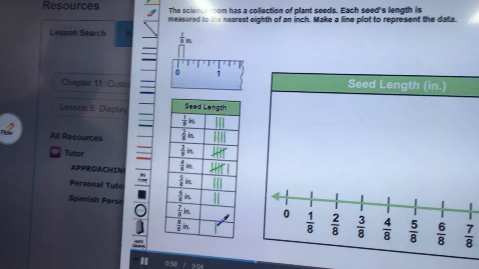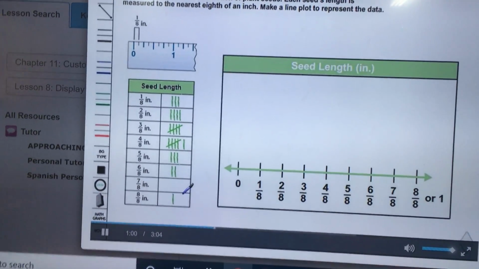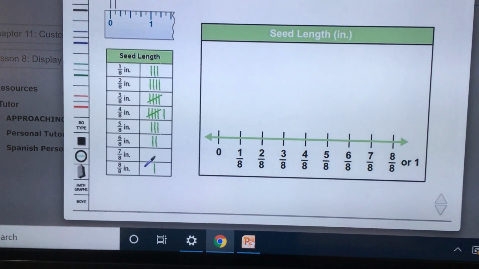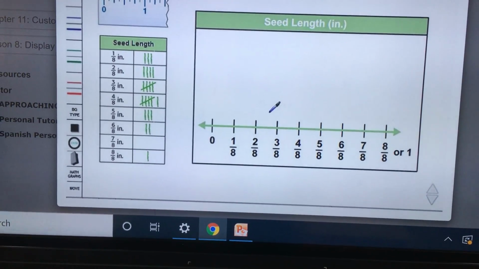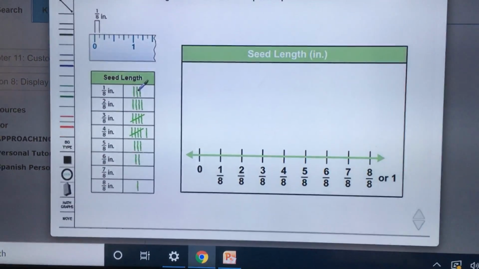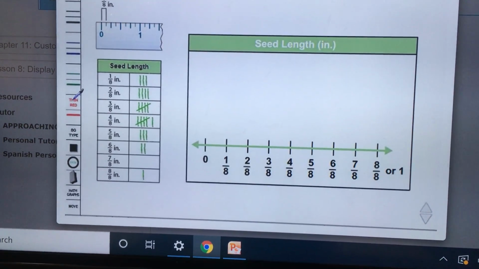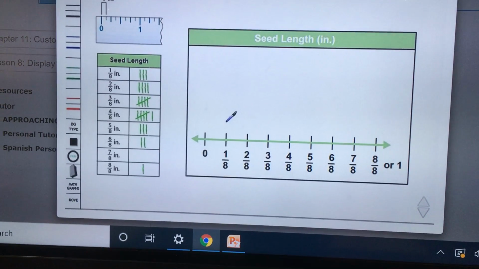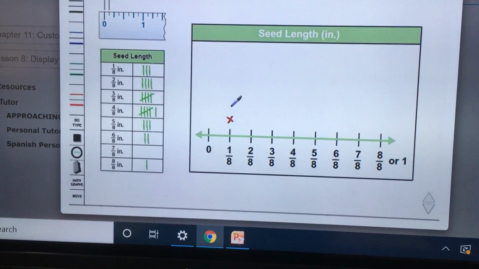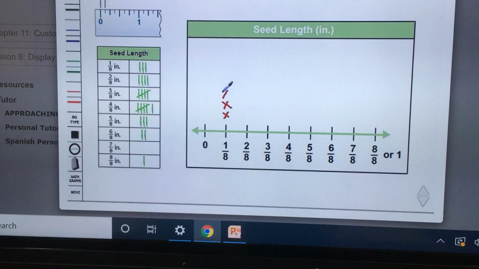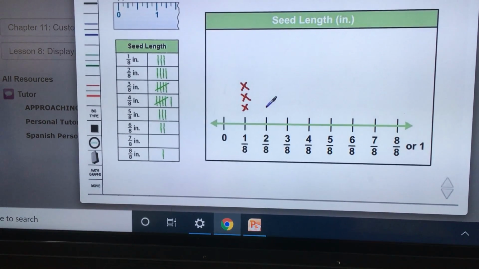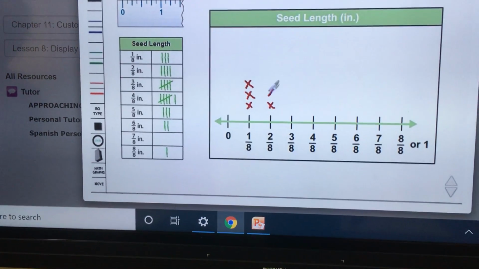Okay, continue. Now, what we're going to do is transfer this data that's represented here into a line plot. So let's start with the 1/8 of an inch. We're going to use x's to represent each seed that is that length. So we'll have 3. Then we'll go to the 2/8 of an inch, and there are 4. So we'll record 4 x's there.